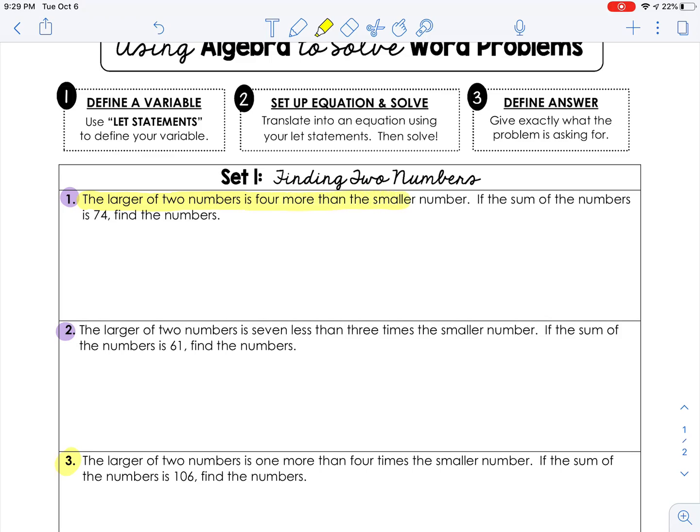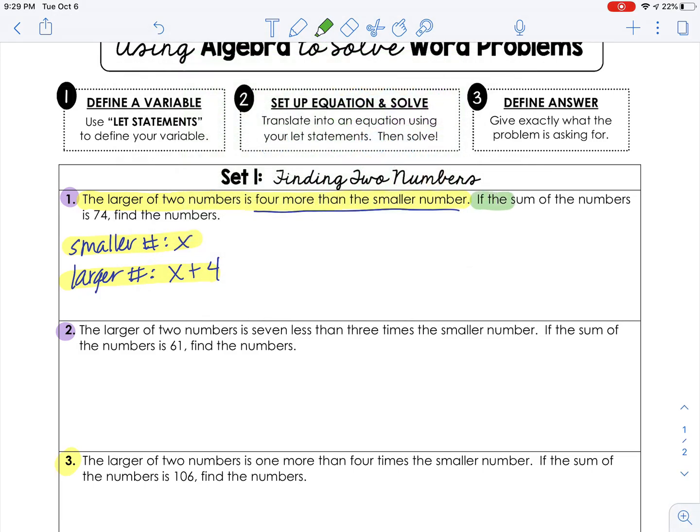We'll create our statements based on the first sentence. So the larger number is 4 more than the smaller number. So if I let the smaller number be x, that means that the larger number, since it's 4 more than the smaller, that means the larger number has to be x plus 4. So this is the first sentence.